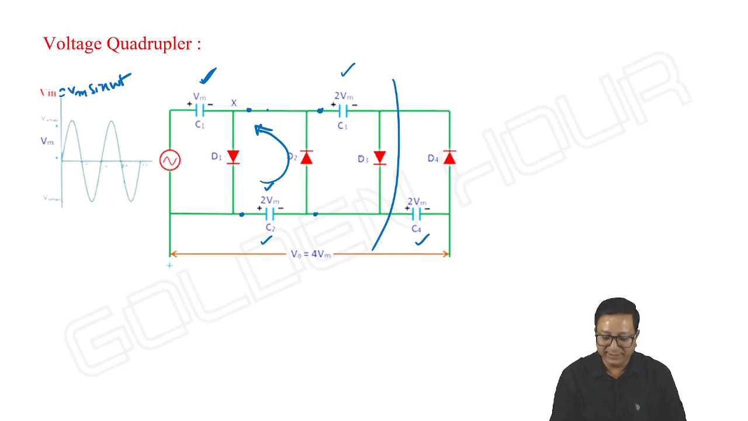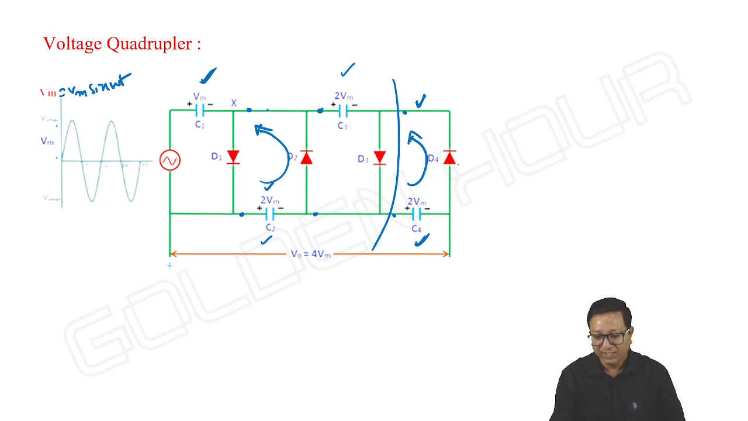So D3, C3: C3 will be charging up to 2 Vm. And the D3 output, with the diode downwards, is Vm sin omega t minus Vm, which is acting as input to a positive clamper. The only thing is, instead of taking the capacitor here, we are taking it at the bottom. And hence this capacitor C4 will charge up to 2 Vm with polarities plus minus from left to right.